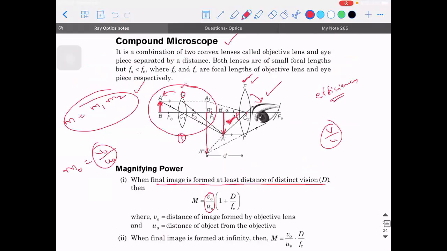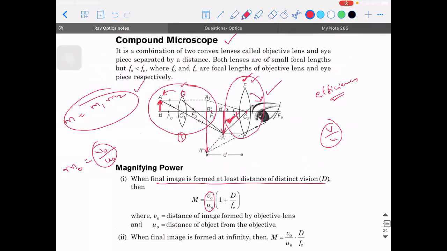Now, if you look at the eyepiece and you treat A dash B dash as the initial object, can I say the eyepiece alone is like a simple microscope? The magnifying power of a simple microscope is 1 plus D by Fe. That's the formula. So the magnification is V0 by U0 into 1 plus D by Fe.